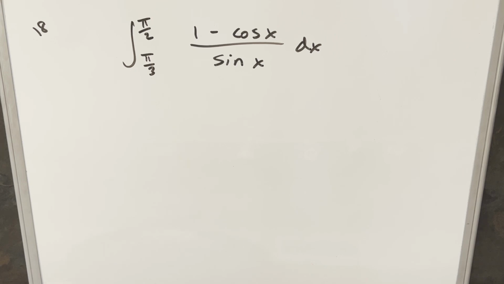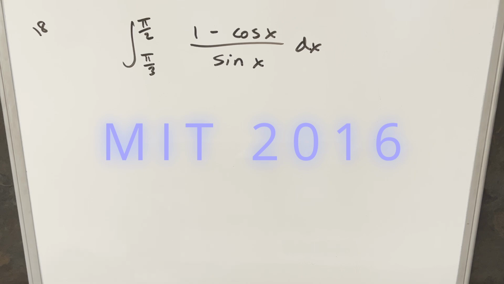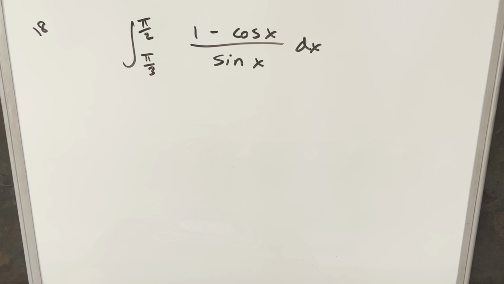Today we have another nice integral from the MIT Integration Bee 2016, number 18. We have the integral from pi over 3 to pi over 2 of (1 minus cosine x) over sine x dx. Okay, we do have a very straightforward way to do this.